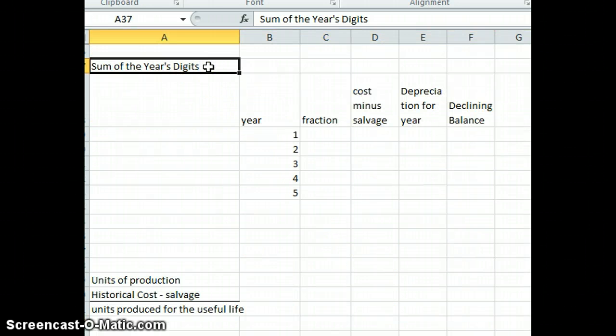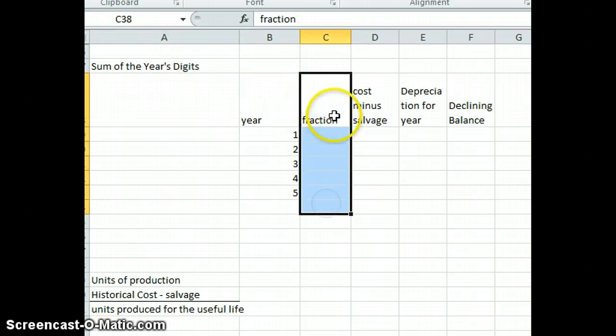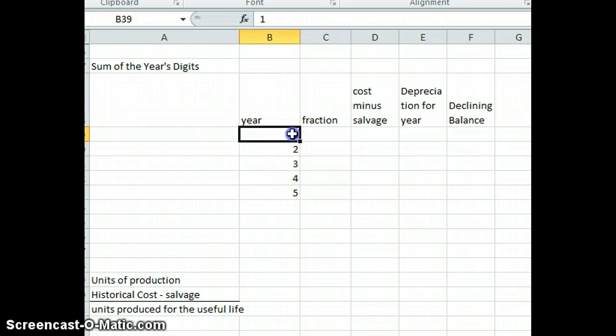So now we're going to look at sum of the year's digits, and we are going to follow the rule for sum of year's digits, which means that we create a fraction here using the sum of the digits. And if I look here, I'm going to sum my digits. So year 1, year 2, year 3, year 4, year 5. There are 5 years in my useful life. I'm going to sum them. That's why it means sum of the year's digits. So 1 plus 2 plus 3 plus 4 plus 5 is going to give me 15. So that is the sum of my digits.